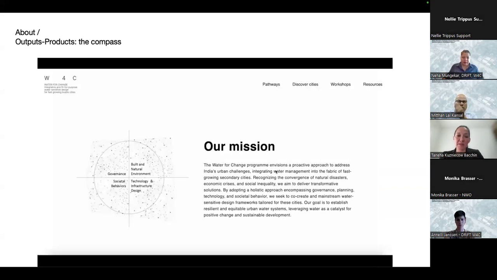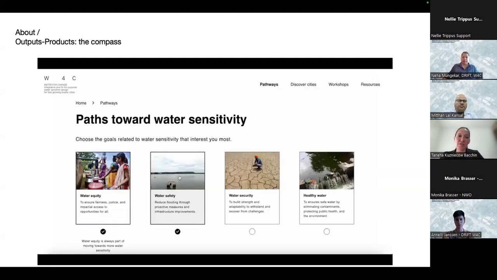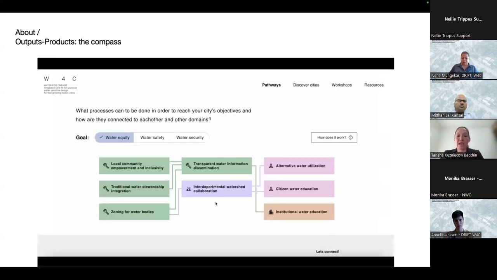So just some of the screenshots of our platform. So you can see here, how do we go about paths towards water sensitivity? For instance, I would like to combine both water equity and water safety. So protecting against flooding, at the same time improving equity of water. If I choose these two conditions as a start, then I move to this inside of my possible line of pathways to go about water equity.